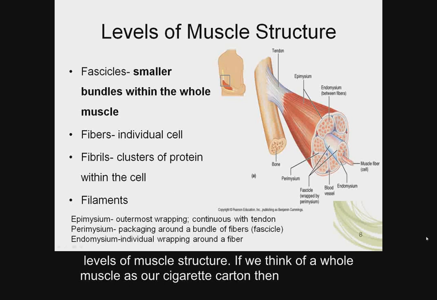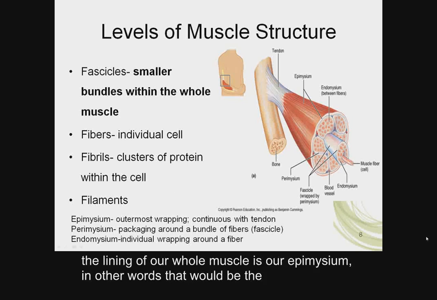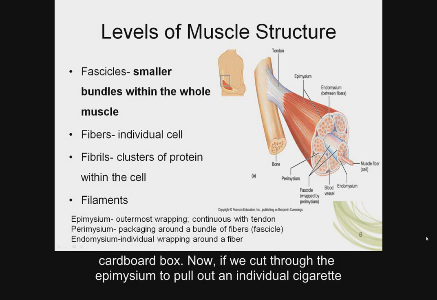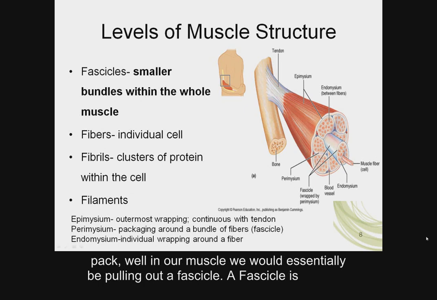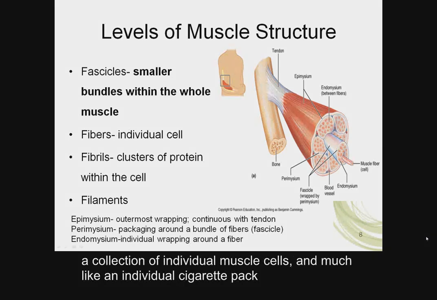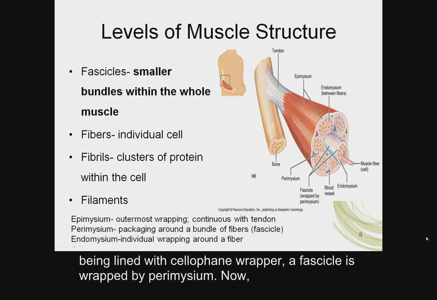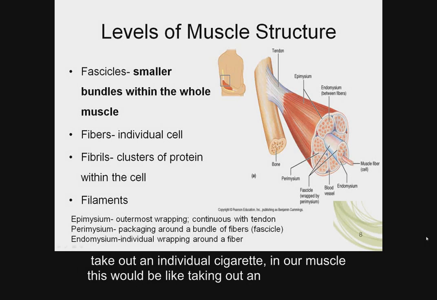If we think of a whole muscle as our cigarette carton, then the lining of our whole muscle is our epimysium. In other words, that would be the cardboard box. Now, if we cut through the epimysium to pull out an individual cigarette pack, in our muscle we would essentially be pulling out a fascicle. A fascicle is a collection of individual muscle cells, and much like an individual cigarette pack being lined with a cellophane wrapper, a fascicle is wrapped by perimysium.